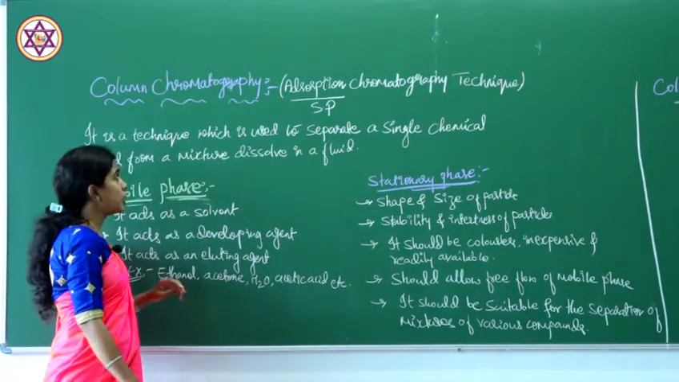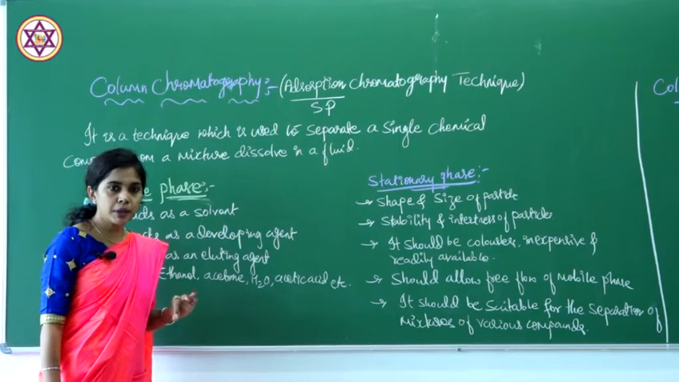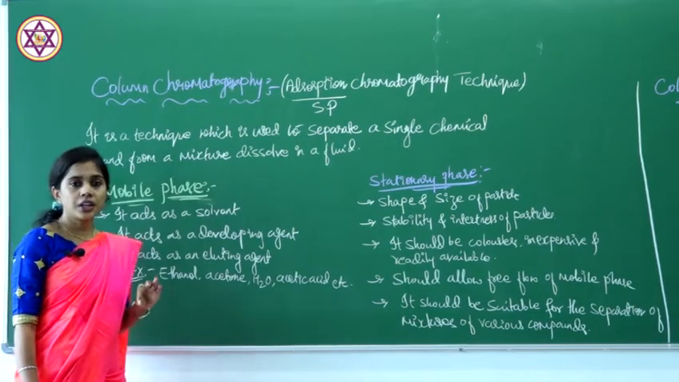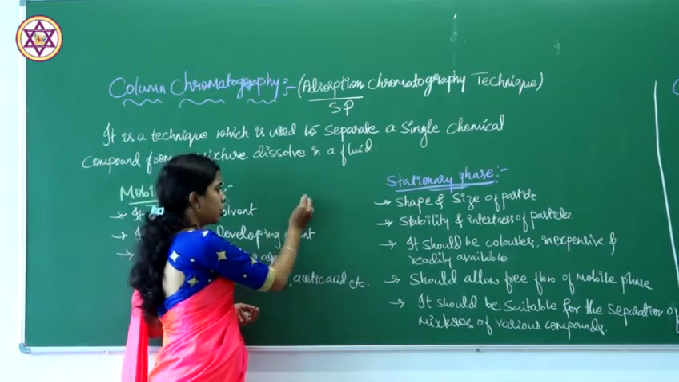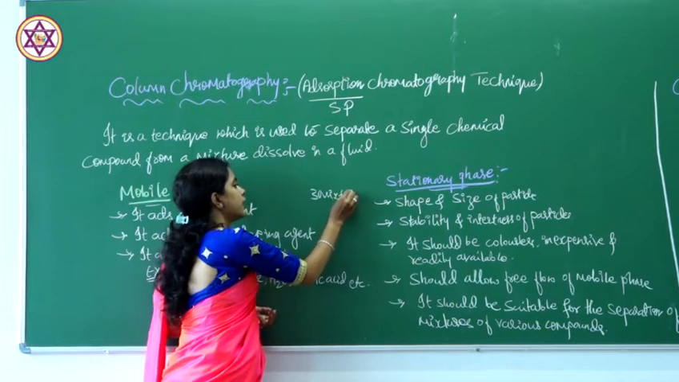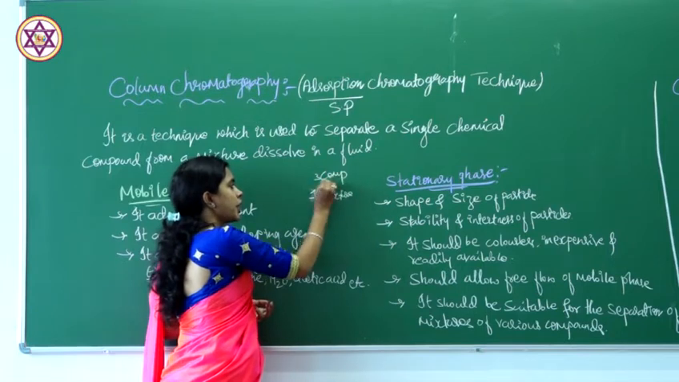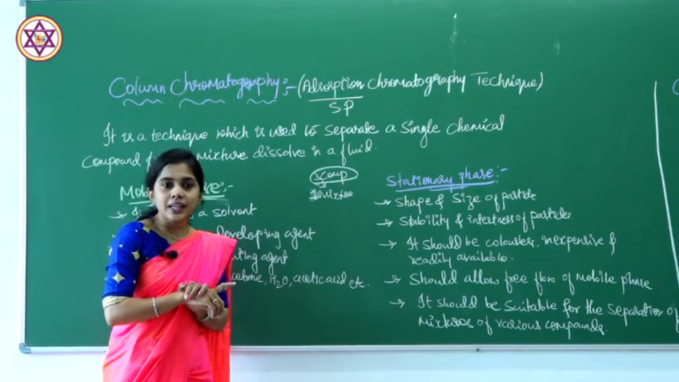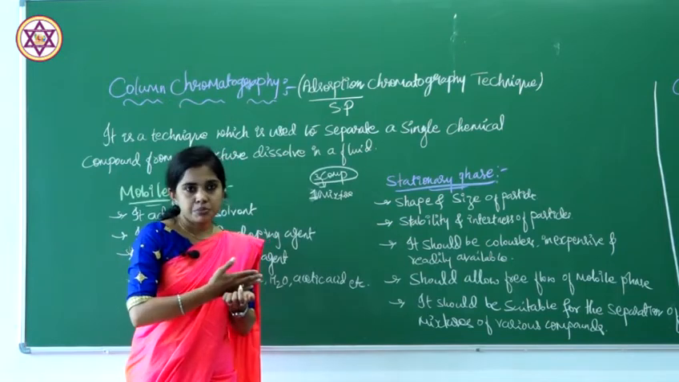What do you mean by column chromatography? It is a technique used to separate a single chemical compound from a mixture dissolved in a fluid. For example, one mixture will have 3 compounds. We have to separate out each compound. How are we going to separate? By this technique, where adsorption is going to take place at different times.